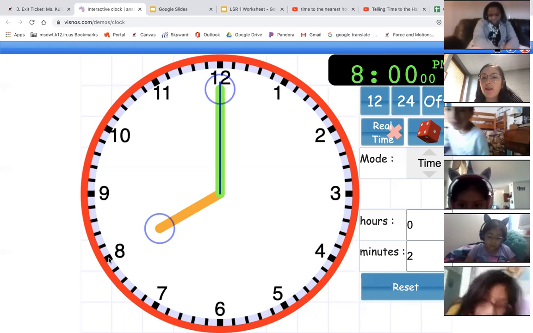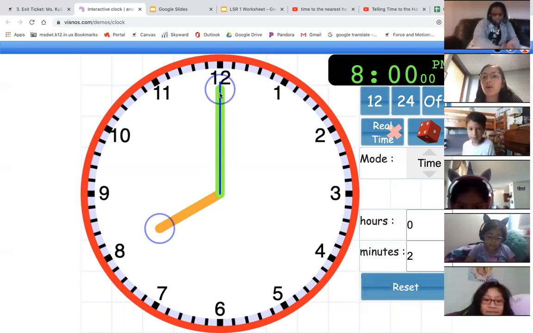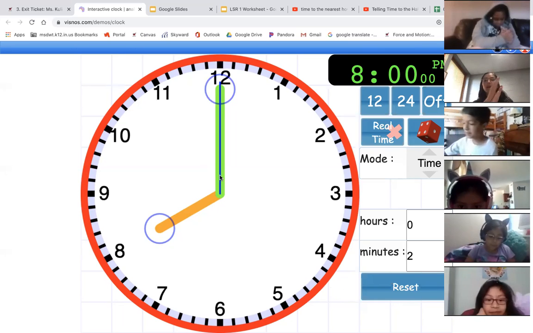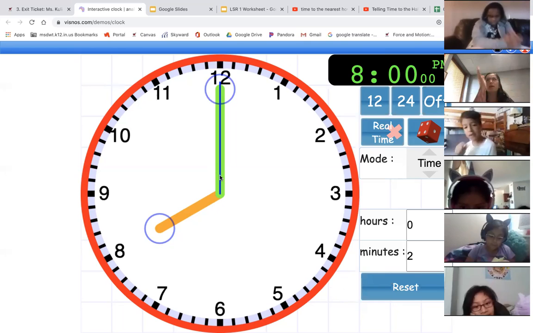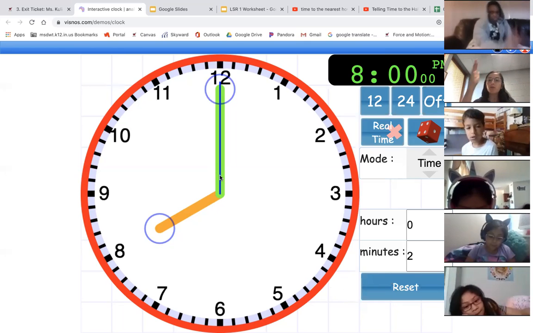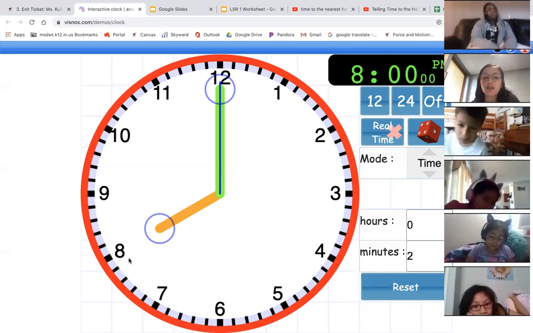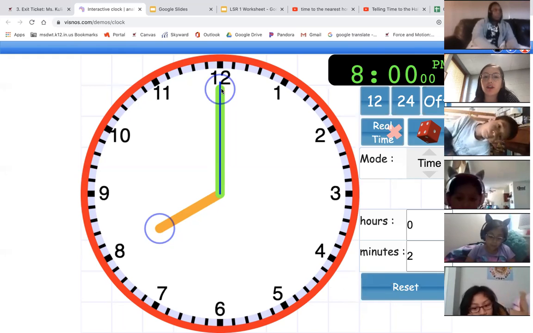So my shorthand is always my hour hand. It's going to tell me what hour it is. My long hand is going to point to the minutes. So it said when the minute hand's pointing straight up, we know it's an o'clock. So she knew that it was 8 o'clock because I was pointing straight up.